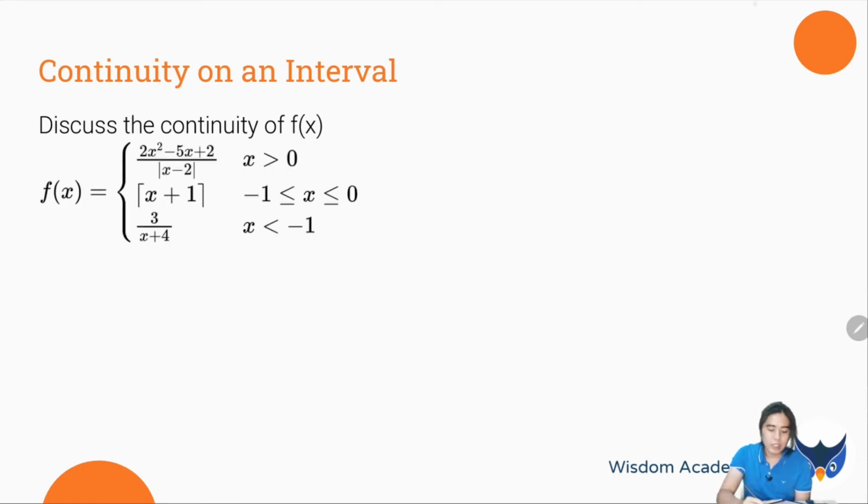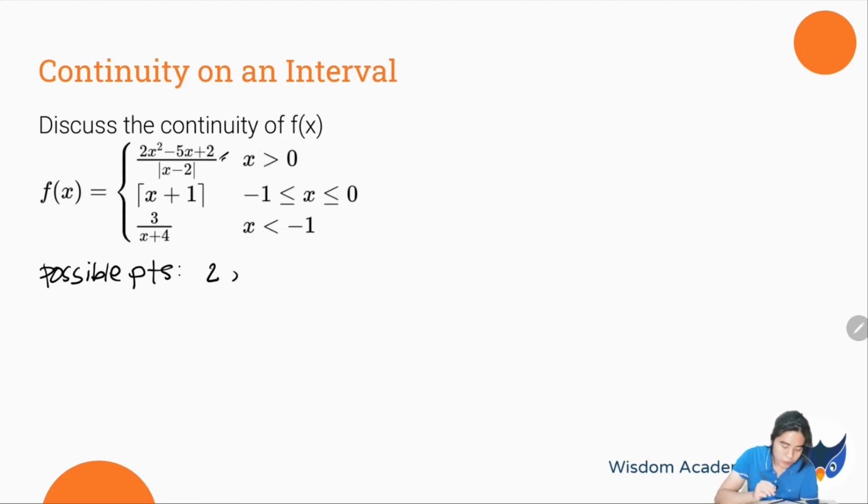Ayan. So another example, let us discuss the discontinuity of this function. So possible points of discontinuity. So unang-una ay 2. Since 2 minus 2, magre-result siya sa 0 denominator. So possible point of discontinuity siya. And pasok din siya sa x is greater than 0, yung 2. So pasok siya dito. Next is, since endpoint si 0, possible point of discontinuity din siya.